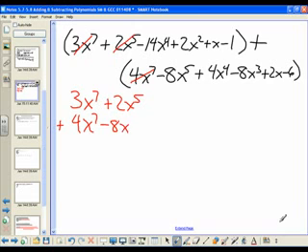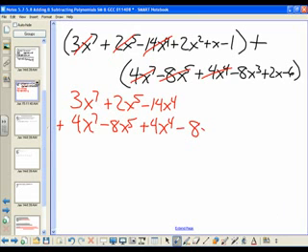Minus 8x to the 5th. And notice how I cross them out. Every time I use one, I cross them out just so I know I used them. I go next. I have an x. There's no corresponding match on the top, so I leave a blank space.